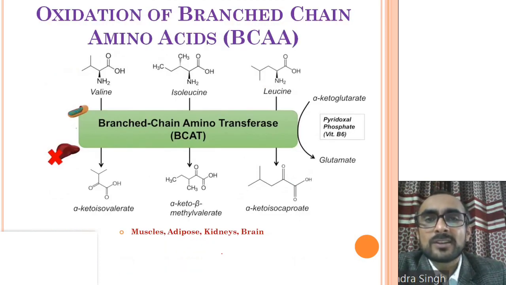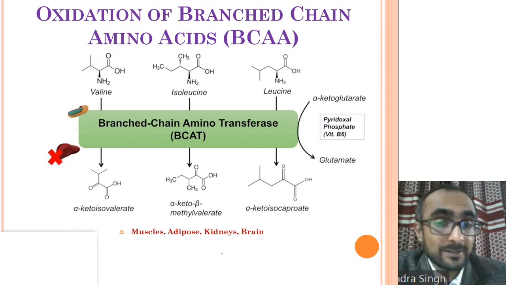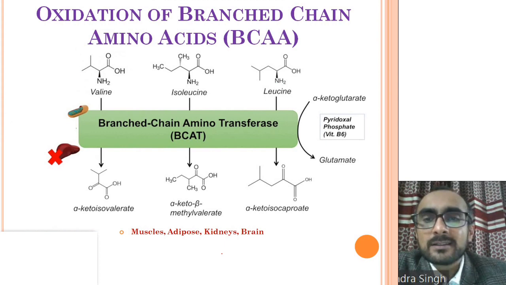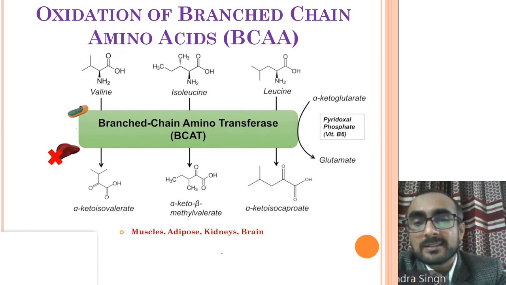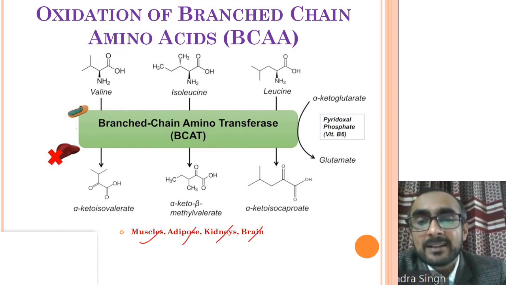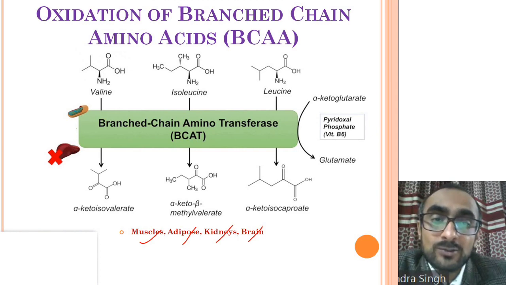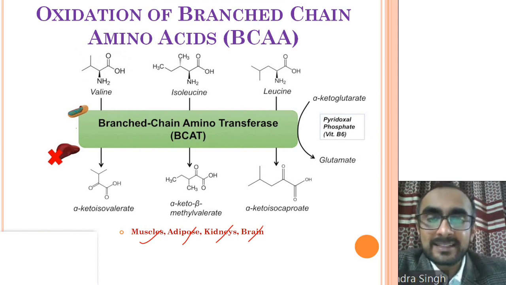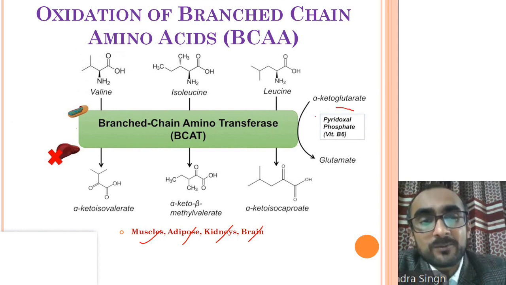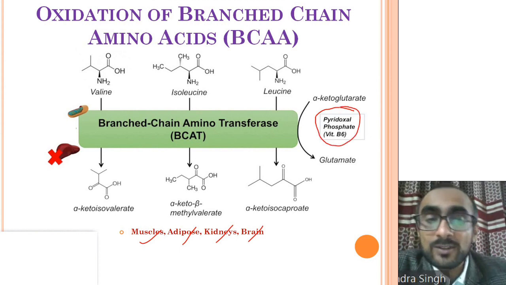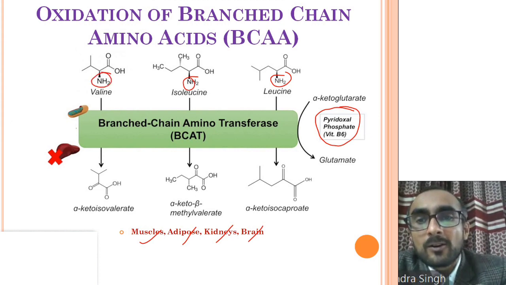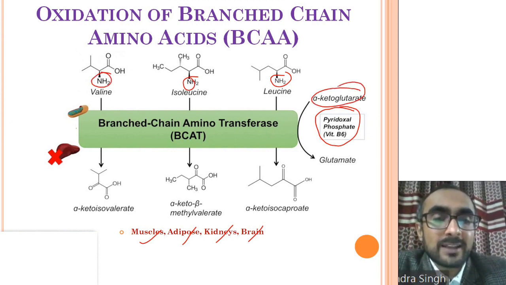Now, oxidation of branched chain amino acids also occurs in a similar way like any other amino acid. The only difference is that this enzyme is not present in liver. In fact, it is found in muscles, adipose, kidneys and brain, and the enzyme is called branched chain aminotransferase, BCAT. The mechanism of action is the same as other transaminases, which use PLP, pyridoxal phosphate, derived from pyridoxine vitamin B6, as a cofactor, and BCAT transfers the primary amino group of these amino acids to alpha-ketoglutarate like any other amino acid.